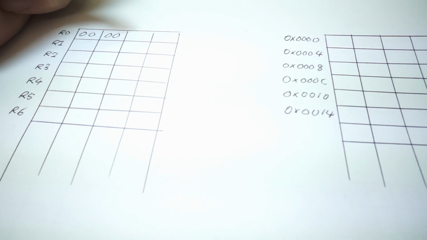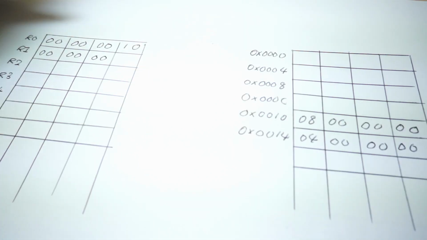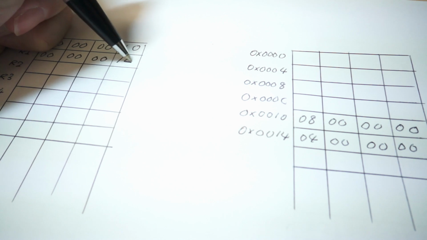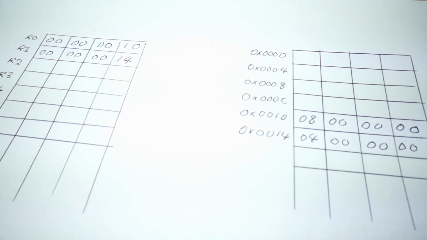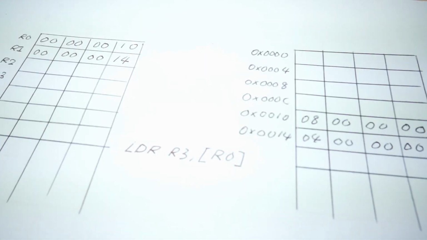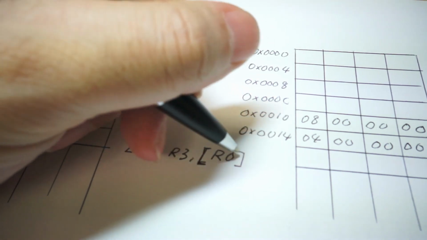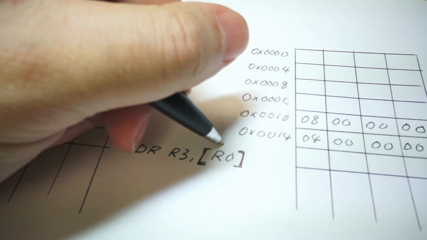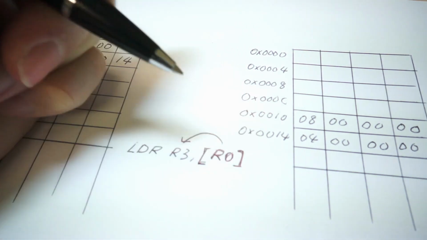Let's do an exercise on what we have learned so far. Assuming these are the initial values in the memory and registers. R0 has a value of 10 and R1 has a value of 14. Let's look at the first instruction. We need to move a value from the memory to register 3. The address of the memory is stored inside R0 and the value happens to be 10.